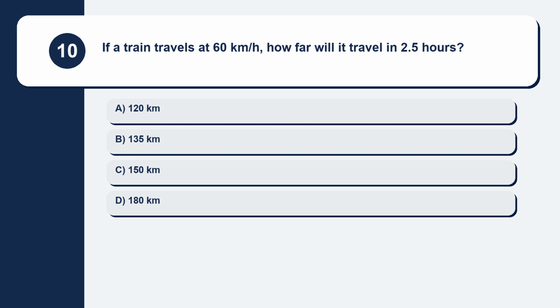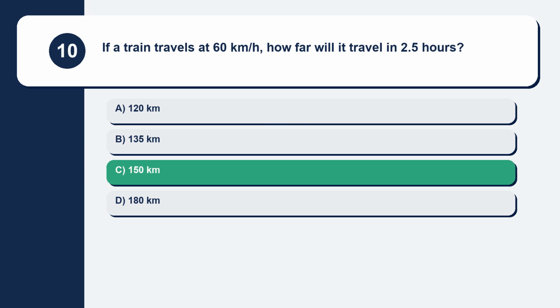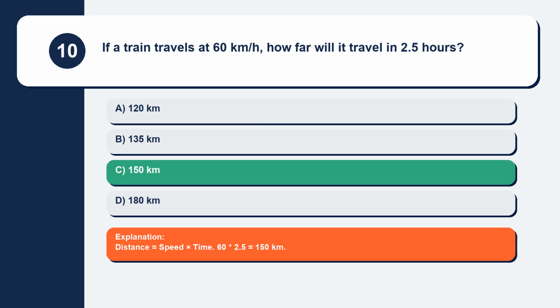Question 10. If a train travels at 60 kilometers per hour, how far will it travel in 2.5 hours? 120 kilometers, 135 kilometers, 150 kilometers, 180 kilometers. Distance equals speed times time. 60 times 2.5 equals 150 kilometers.